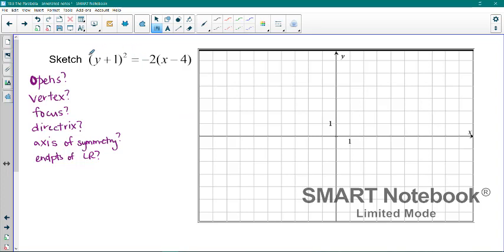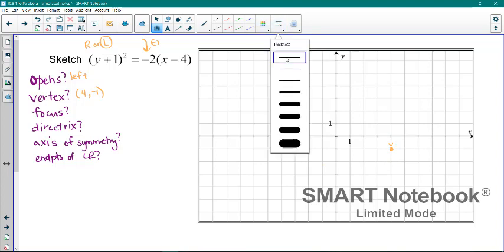Alright, so we see our y term being squared. That tells me this opens either right or left. So I turn my attention here to the sign of this number. It is negative. That tells me this opens to the left. The vertex, h and k: h is always with x, k is always with y. So my vertex this time is at (4, -1). I will go ahead and plot that, (4, -1). There is my vertex.